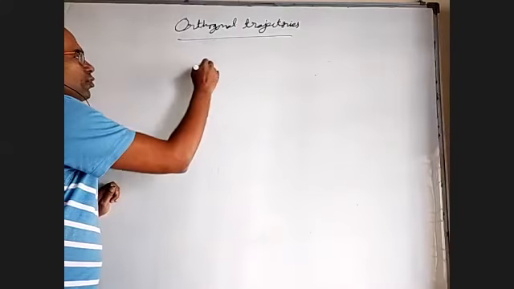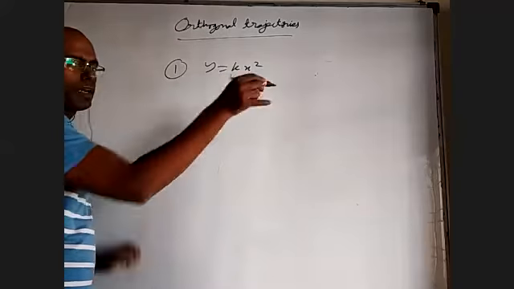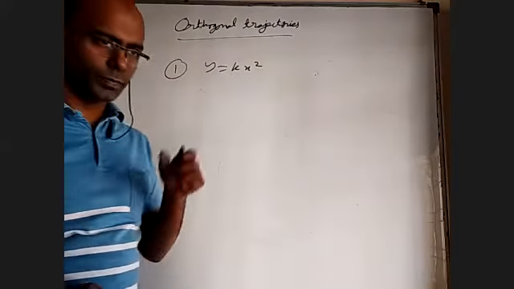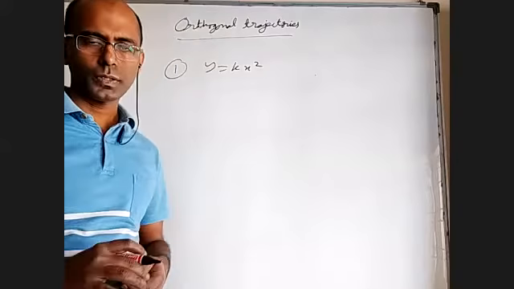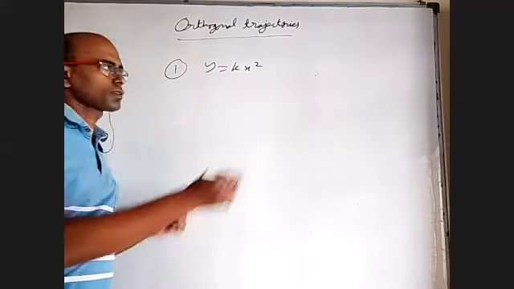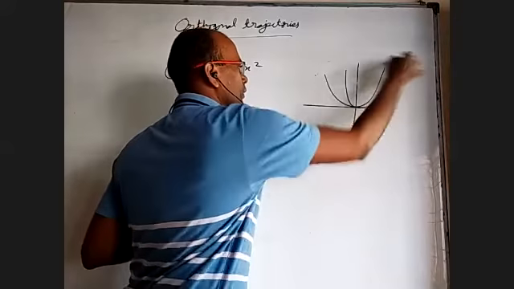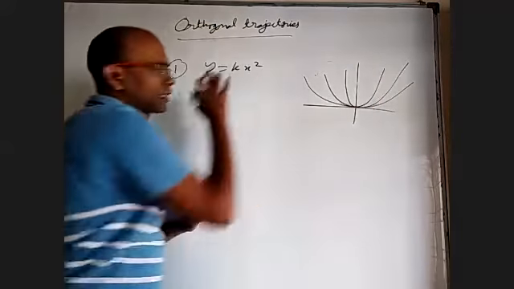You take y equals kx square. For this, you want to find the orthogonal family. This is a family of parabolas whose vertex is the origin and whose axis is the y-axis. If you want a figure of this family, it looks like this, all these parabolas are covered here.